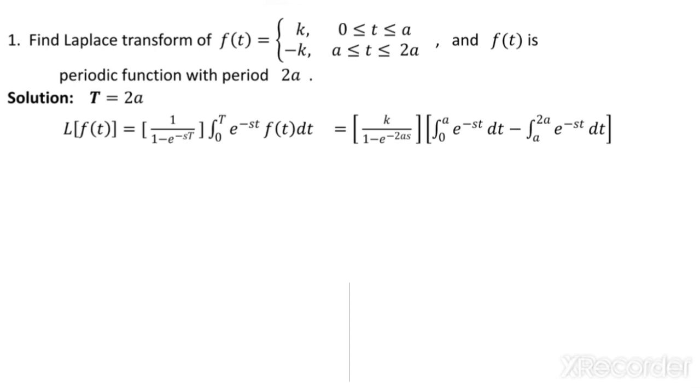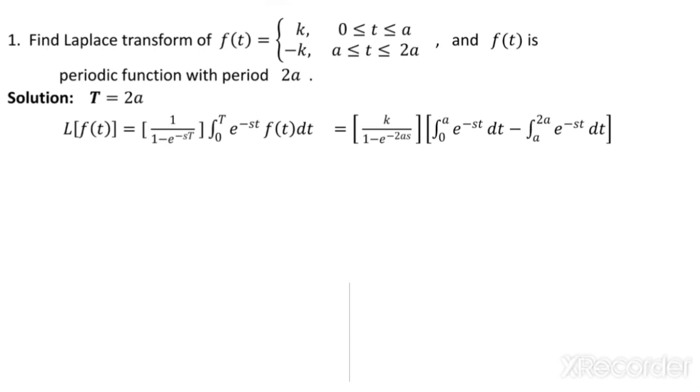So the solution goes this way. T is 2a. Laplace transform of f of t: I can multiply the f of t as usual by e power minus st, integrate between 0 to T, and multiply this by the factor 1 over 1 minus e power minus sT. So just substitute as it is, but while integrating we have to split up because the function is discontinuous. So we have to integrate 0 to a by taking k into e power minus st, and integrate between a to 2a by taking minus k into e power minus st.